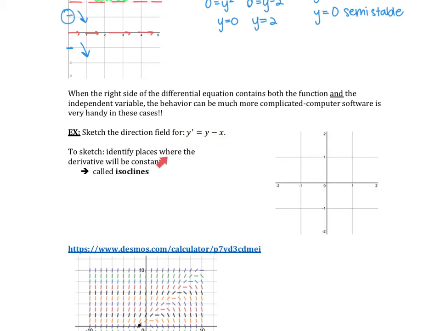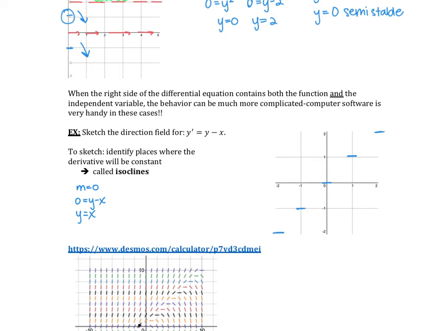When we want to do this, we want to identify the places where the derivatives will be constant, meaning the same. So the easiest way to go about this is to start with a slope like m equals 0. Is there a place along here where m equals 0? Well, is there ever a place where 0 equals y minus x? And yes, there's a place where y equals x. So any place where y equals x, I would have slopes of 0.